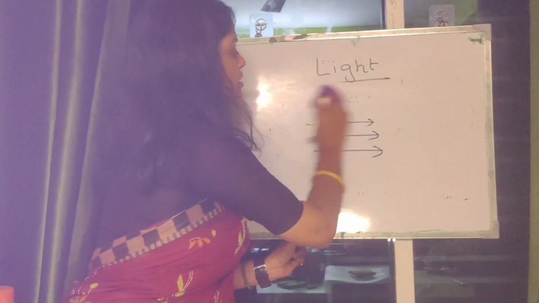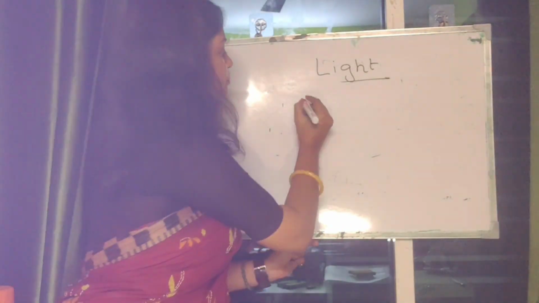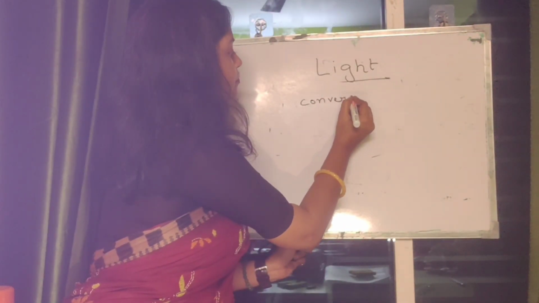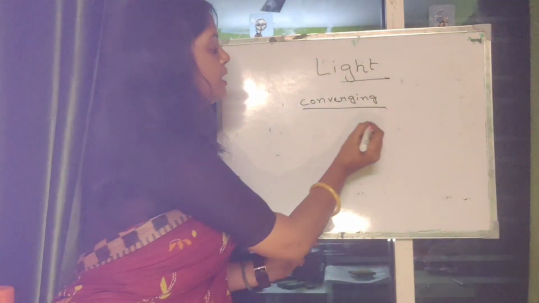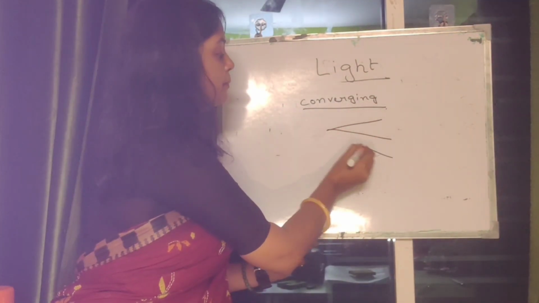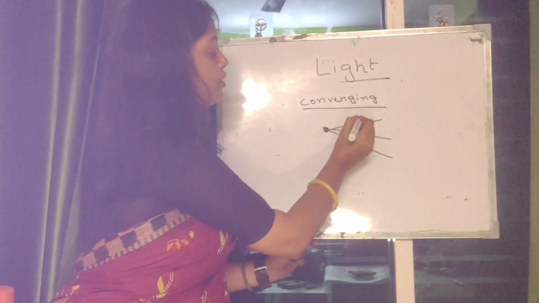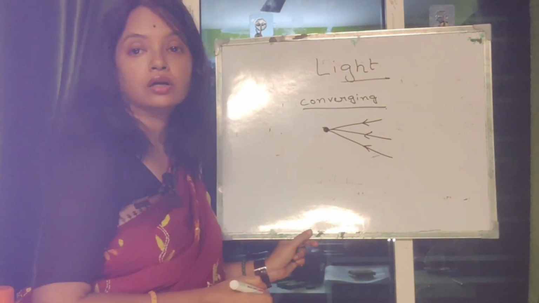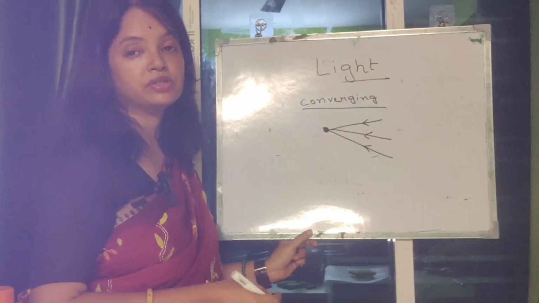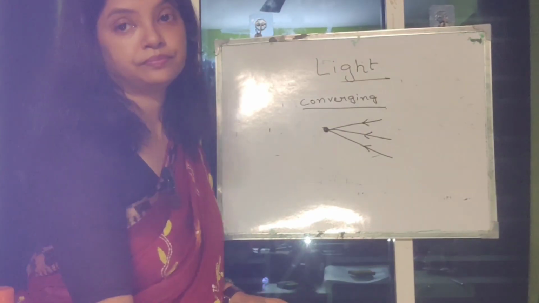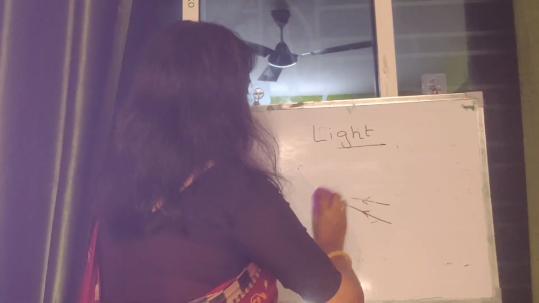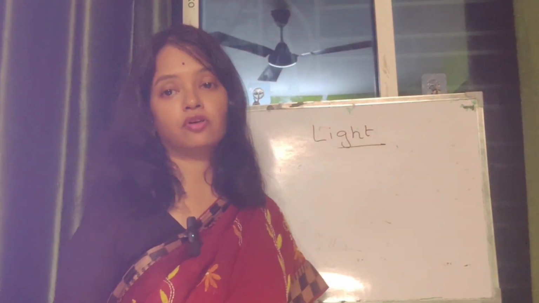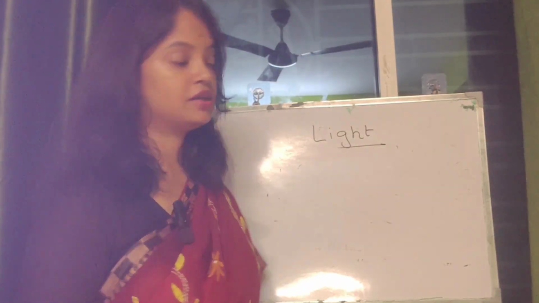The second is converging beam. Whenever the light rays meet in a single point, these are called converging beam of light. They are meeting in the single point. And the third one is diverging beam. This is the opposite of converging beam. Hope you have already got this.